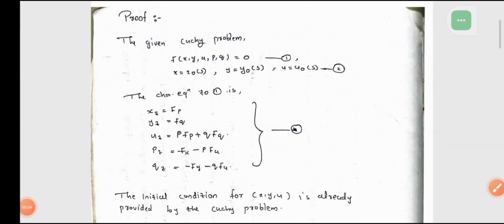Let us look at its proof. Given the Cauchy problem F(x, y, u, p, q) = 0 and the initial condition, x = x0(s), y = y0(s) and u = u0(s), named as equations 1 and 2.